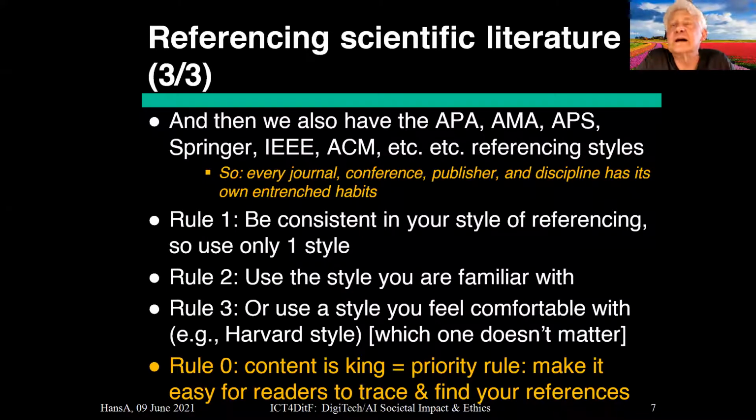And then we have, and this is just a limited list, because it's not complete, APA, the American Psychological Association. They have a standard style. But you also have AMA, the American Mathematical Association, and they have a different style. And APS is the American Physical Society, and actually the physics example I gave, I used myself in the APS journals, like Physical Review, they do it yet different. Springer, in its conferences, has certain habits, IEEE, ACM, all these referencing styles are different.